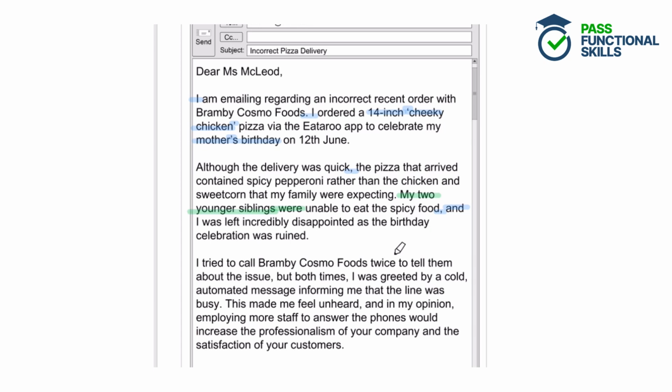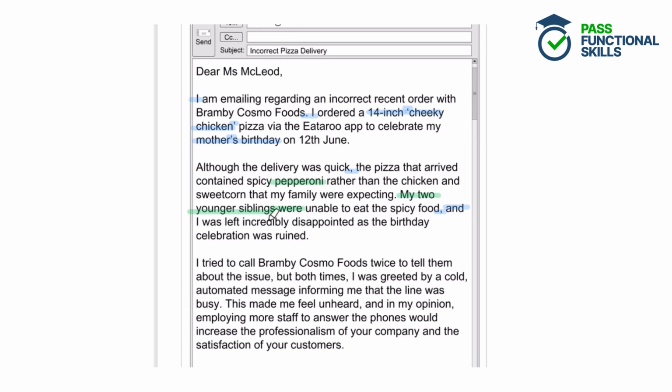It's also important to spell words correctly throughout your answer, and you should try to include more difficult to spell words if you know how to spell these accurately. So for example, we have pepperoni. That's quite a specialist word that refers specifically to the takeaway topic of the question.